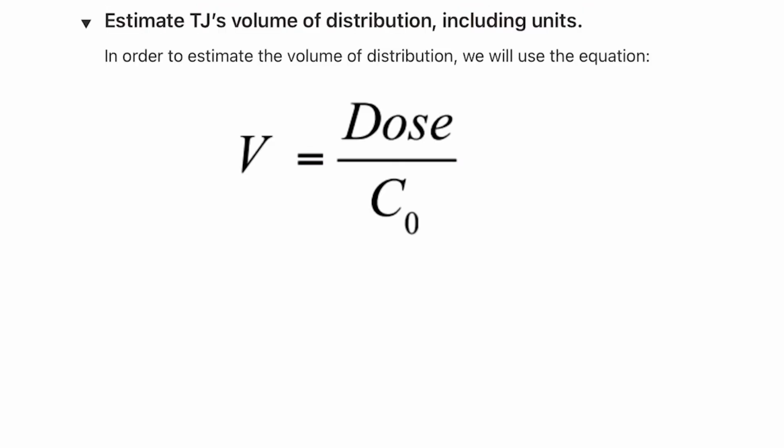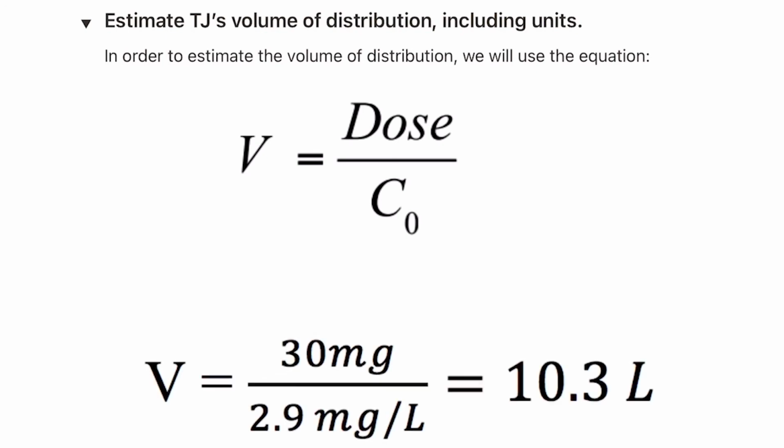Using this information, I can estimate TJ's volume of distribution, which will help determine how much of the drug will be distributed across the various tissues. I will use the equation volume of distribution, or V, is equal to the dose given divided by the concentration at time 0. After plugging in the numbers, I did 30 milligram divided by 2.9 milligram per liter and got a volume of distribution of 10.3 liters.